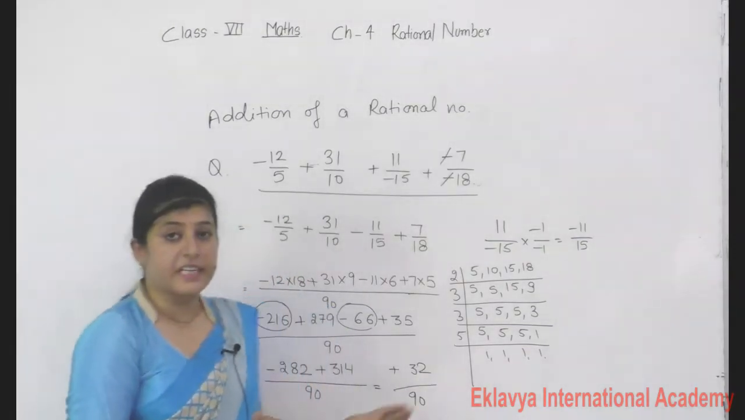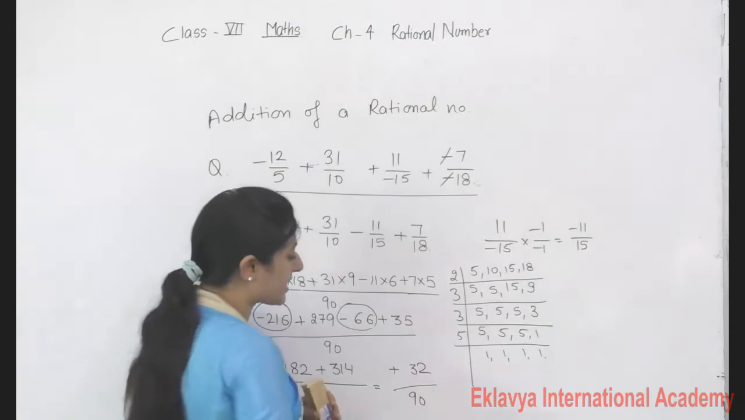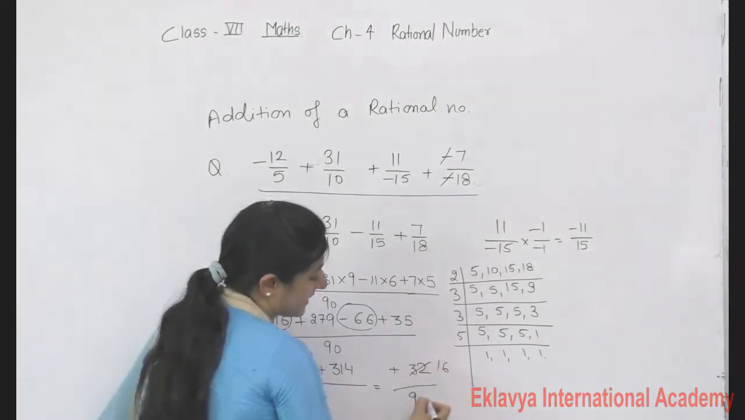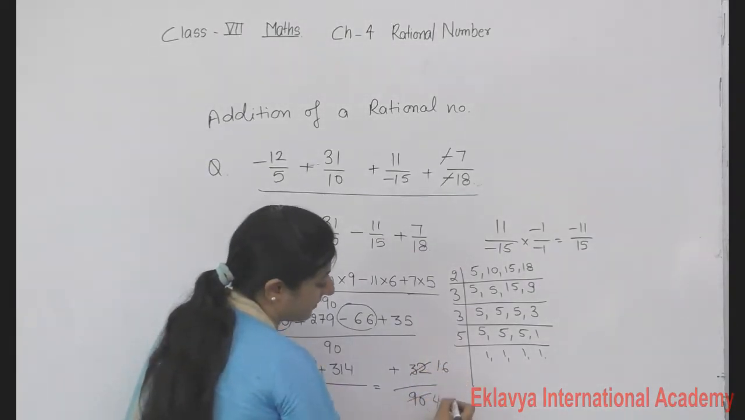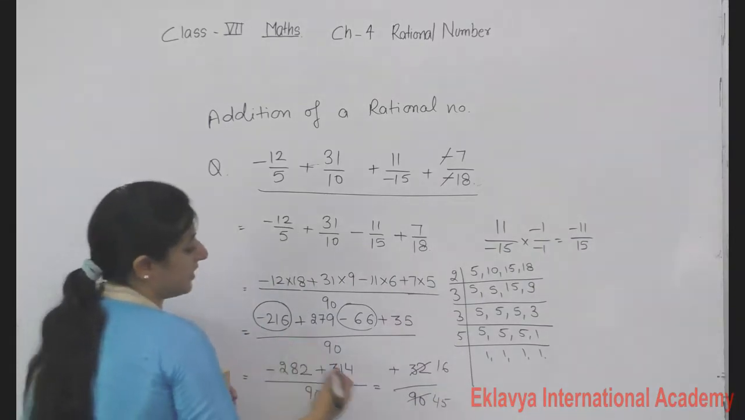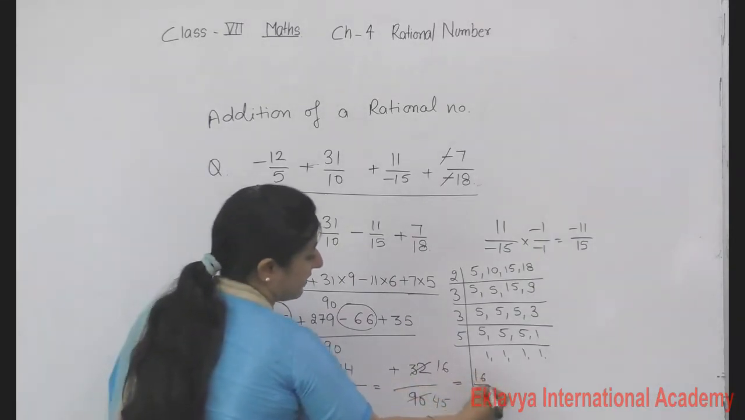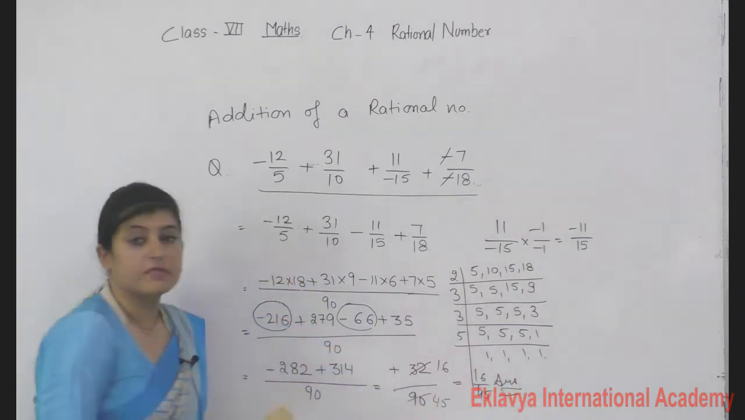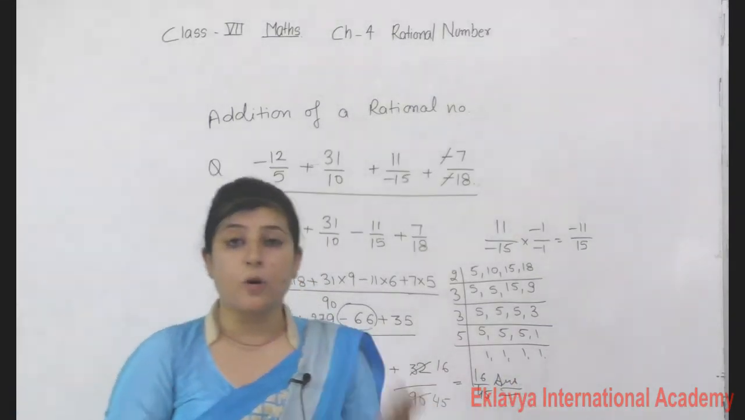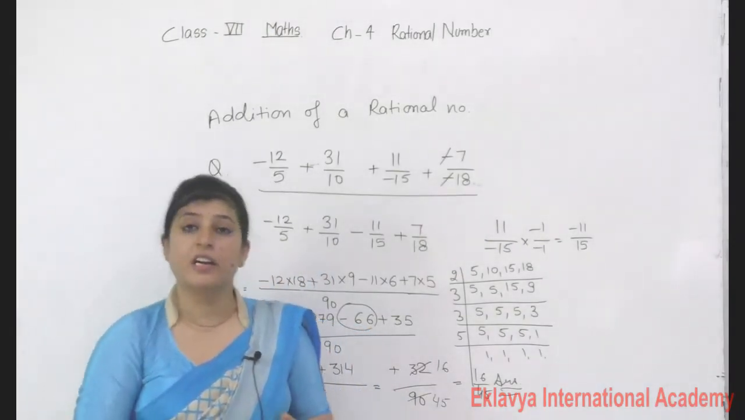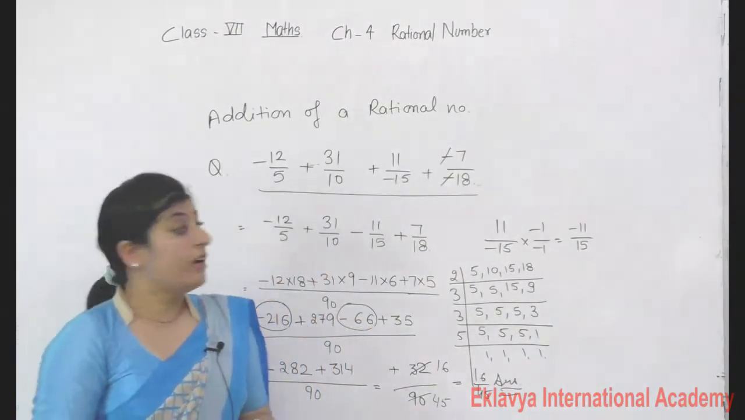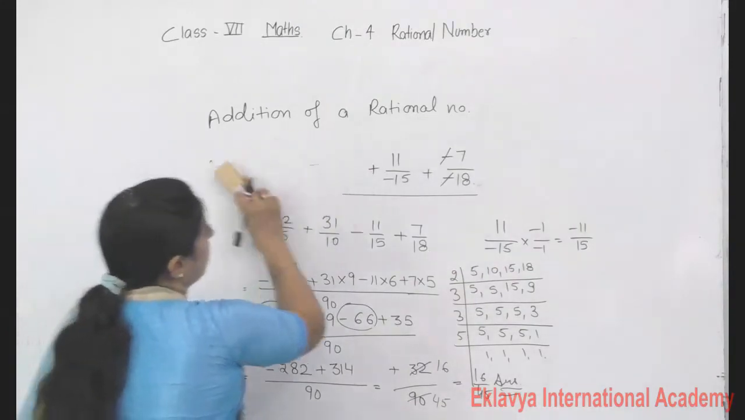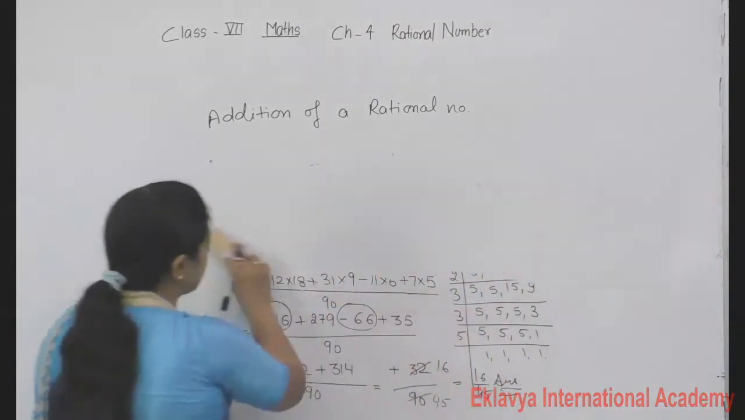We can cut it, it means we have to change it into the standard form. 16 by 45. Then what will be the answer? The answer is 16 divided by 45. This is how we solve adding rational numbers. Now see one more type of question related to it.